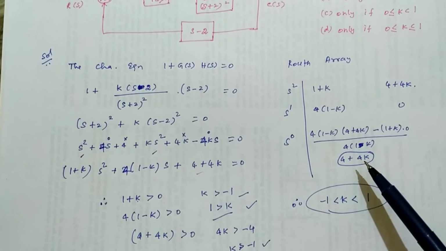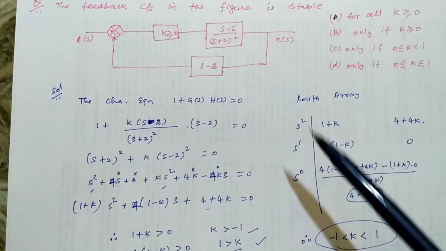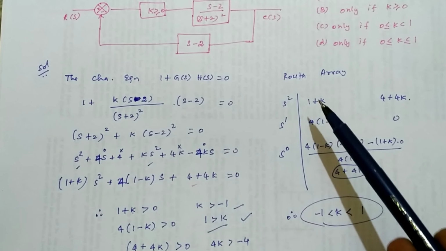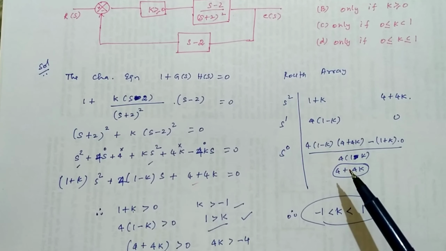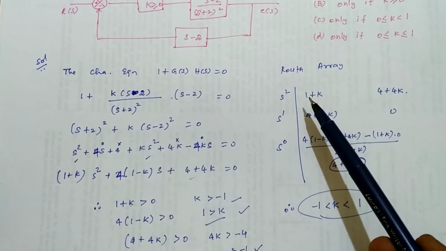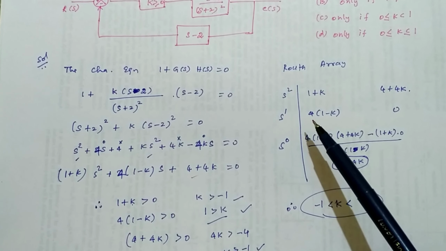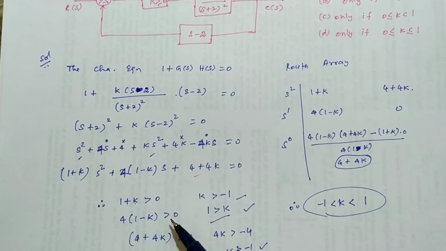Given that the system is stable, for the stability condition the first column of the Routh array must be positive, that is greater than 0. So the first element, 1 plus k, must be greater than 0. And the second element, 4 into (1 minus k), is also greater than 0.